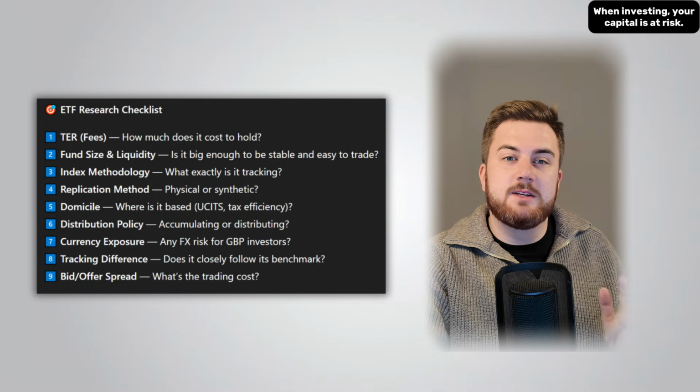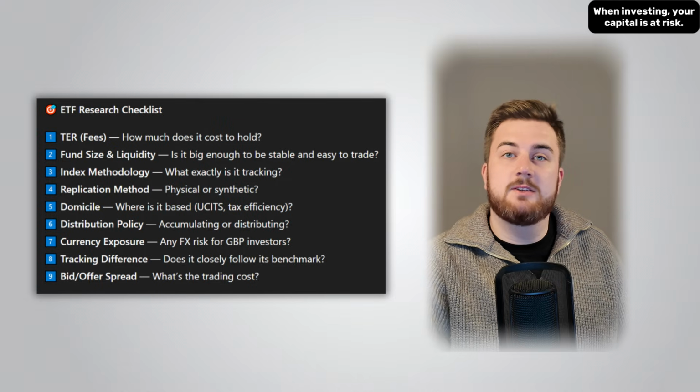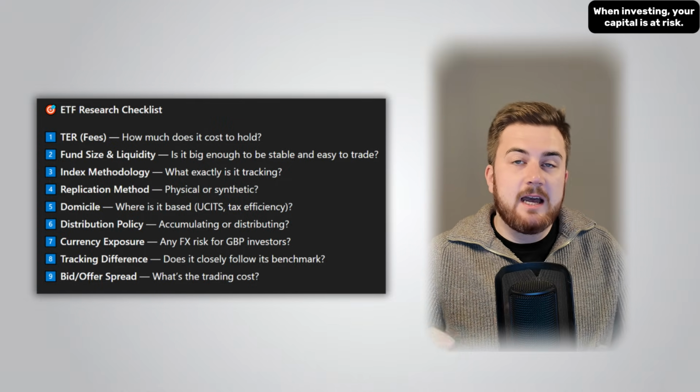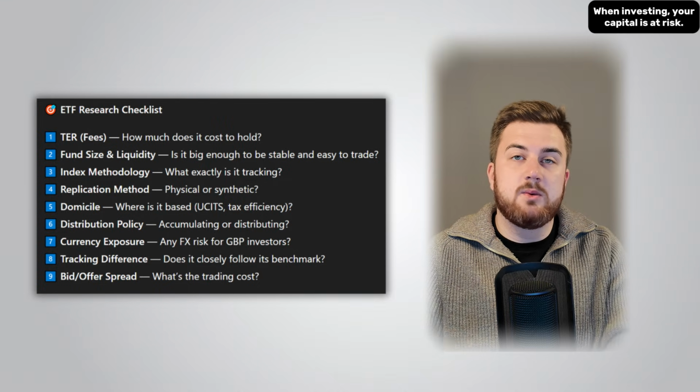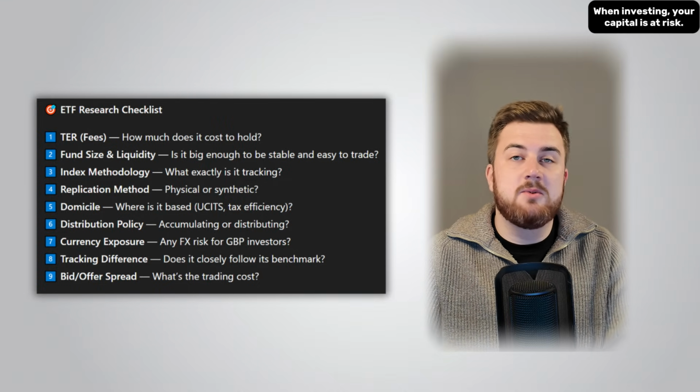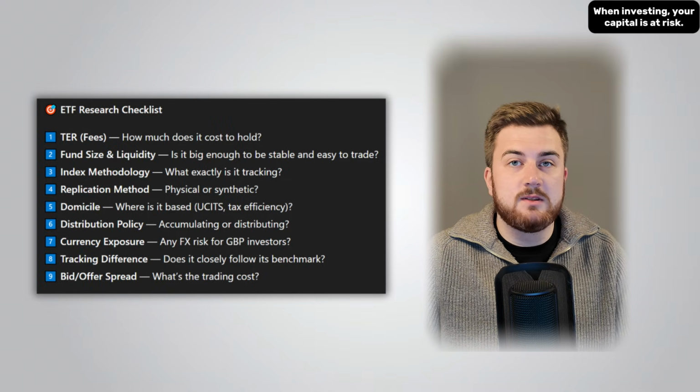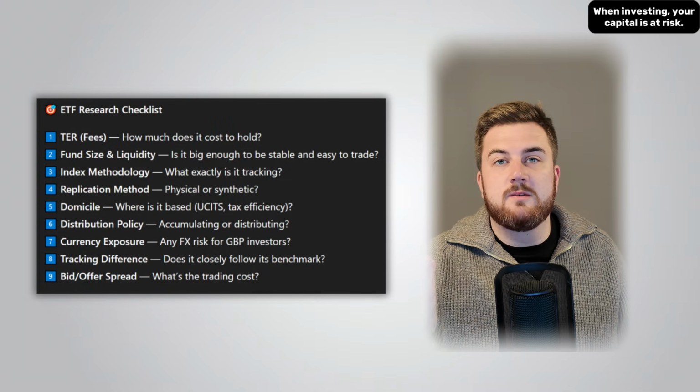So to sum up, when researching ETFs, here's my research checklist. I check the fees, the total expense ratio. How much does it cost to hold this ETF and how does it compare to other options? Fund size and liquidity. Is it a big enough fund that it's stable, not going to go anywhere, the fund provider's not going to close it? And is it easy to trade? How is the bid-offer spread?